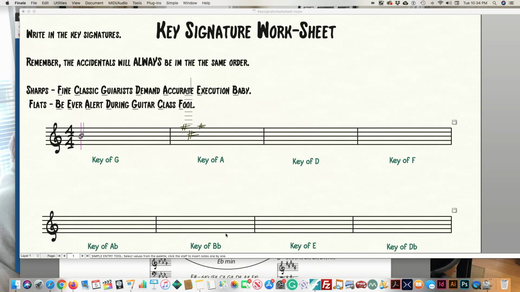Let's say we go to B flat. So we have our B flat and we have our E flat. The more you write this stuff out, the quicker it's going to come. A flat, so we have Be Ever Alert. We could do one more, During.